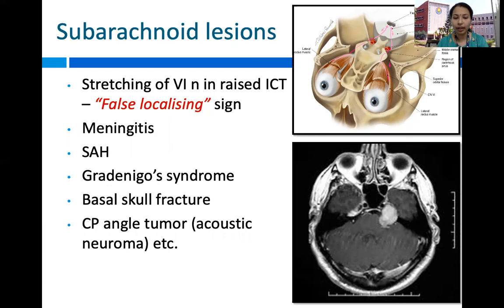There can be simultaneous involvement of the trigeminal nerve, sixth nerve, facial nerve, and the patient may be having hearing loss. And this combination is known as Gradenigo syndrome. And you can also have a basal skull fracture or a CP angle tumor. For example, in this radiological image, you can see there is a tumor in the cerebellopontine region, which is giving rise to a sixth cranial nerve palsy.